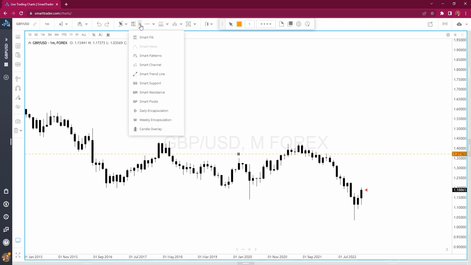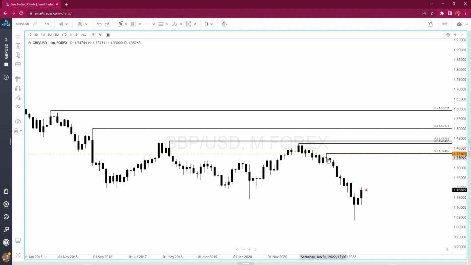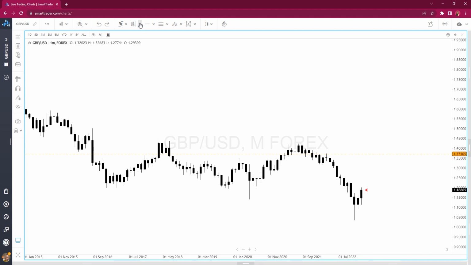If we go over here to the ABCD tool, I turn on my smart resistance, and you'll see that the level that we chose at 1.37482 is a level of resistance. I'm going to turn this off, and I'm going to go smart support. We don't have a support level yet. When November finishes out and December starts, if price is still higher than this low center candle, then that would be considered a swing low.